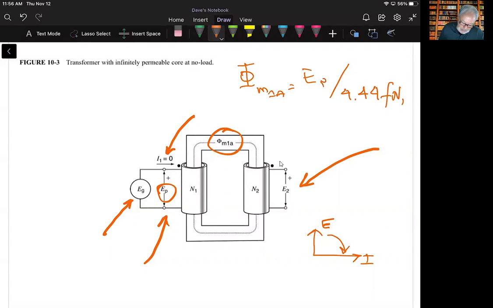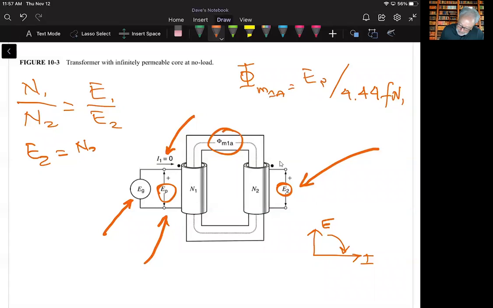So the voltage, E sub 2, over here, it's going to be equal, back to this equation, right? This relationship between turns ratio and voltage. And if we solve that for E2, then we're going to get N2 over N1 times E sub 1, or in this case, primary.